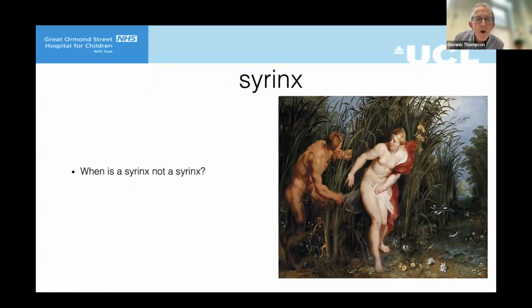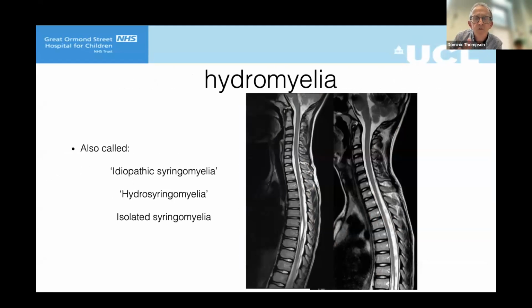So the question really is, when is a syrinx not a syrinx? And I guess the answer to that is, in my opinion, when it's a hydromyelia. Now, the term hydromyelia is very pejorative, and I think there are a lot of synonyms out there in the literature that you should be cautious of. The terms idiopathic syringomyelia, hydrosyringomyelia, isolated syringomyelia, these I think are confusing terms because they lead you to think that there is a grey area between syrinx and hydromyelia. And I think from a practical point of view, this is actually not the case. They generally are fairly distinct cases and can normally be easily separated on radiological grounds. So I would avoid using these terms that have the word syrinx anywhere within them.